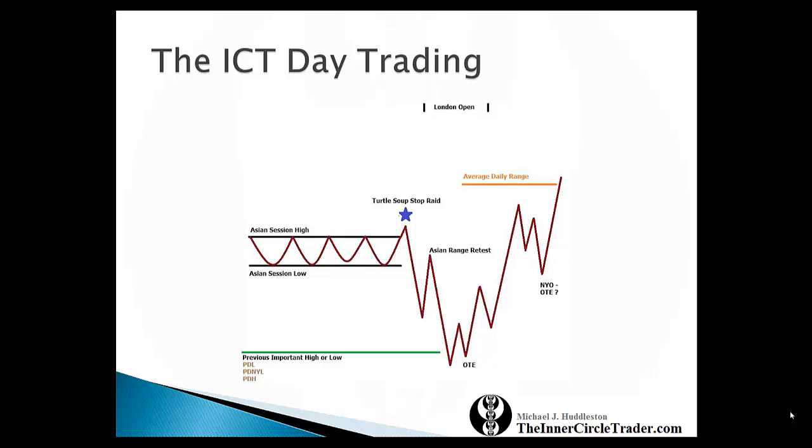Now turtle soup is 99% of the time what you're going to see in London open, because it's going to be reaching for a stop hunt. That's generally what happens in New York. I'm sorry, what happens in London. London Open is generally a run on stops. It's a false break, higher or lower. In this case, we're looking for a long.